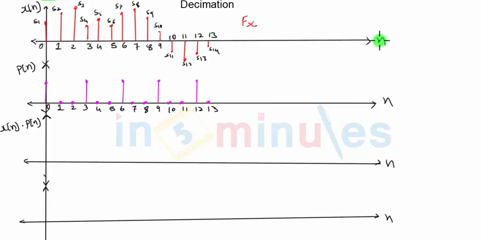The first sample starts at n equal to 0. The value of the first sample is S1, the value of the second sample is S2, and likewise we have S3, S4, S5, and so on up to S14, because we are starting from n equal to 0. When we go to n equal to 13, we get the 14th sample, so it becomes S14.